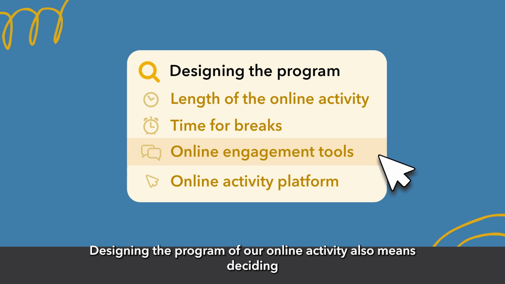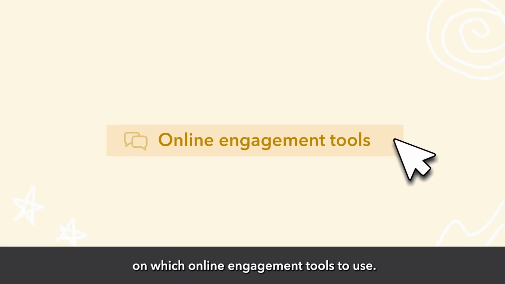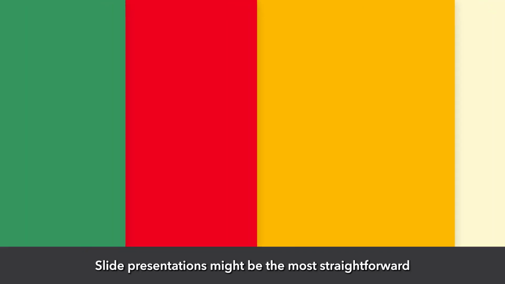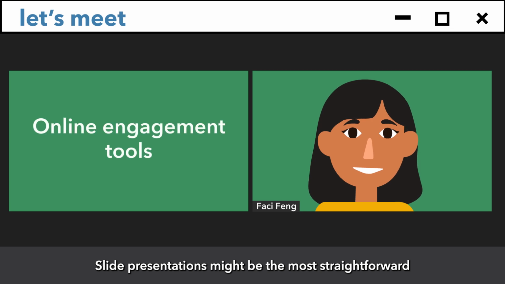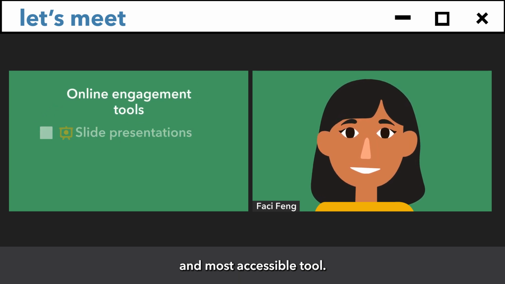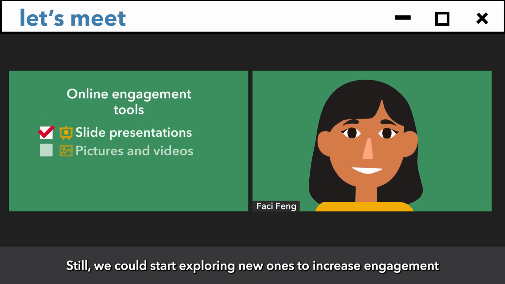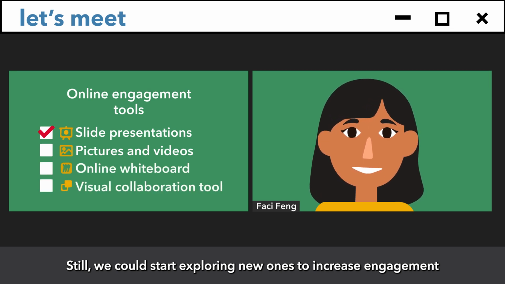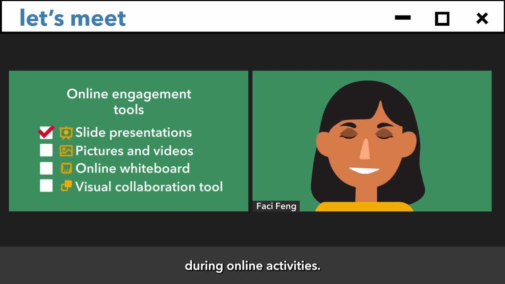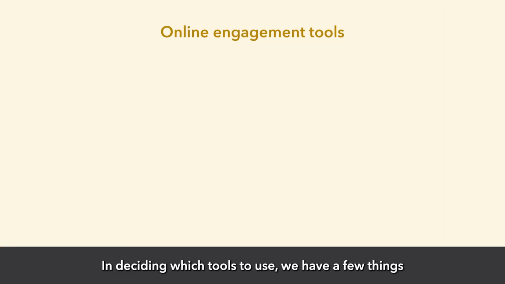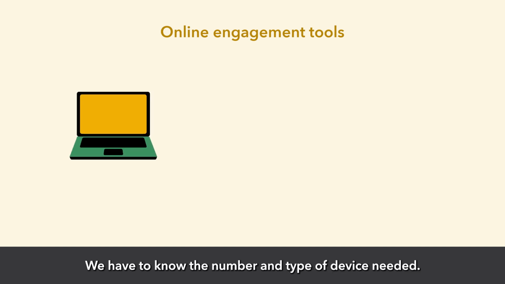Designing the program of our online activity also means deciding on which online engagement tools to use. Slide presentations might be the most straightforward and most accessible tool. Still, we could start exploring new ones to increase engagement during online activities. In deciding which tools to use, we have a few things to consider regarding accessibility. We have to know the number and type of device needed.